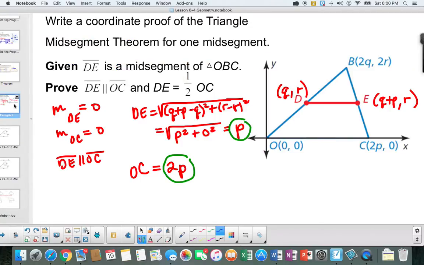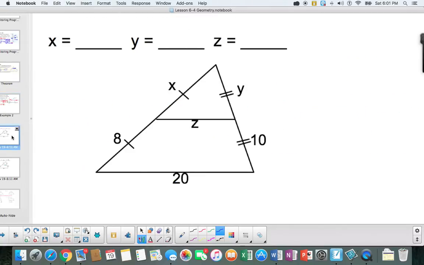Now here's a coordinate proof with triangles that have no numbers in them. They just have letters. You can see it's a triangle right here, and I have found the midpoints right here. This slope is 0 and this slope is 0, so it tells me that these are parallel. And then I find this distance by using the distance formula. I get P, and I figure out this distance by just counting over, and it's 2P. So this is a proof. This is not a 2-column proof. It's a coordinate proof that shows that the midsegment is parallel to the third side and 1/2 of the third side. Okay, let's do some practice.